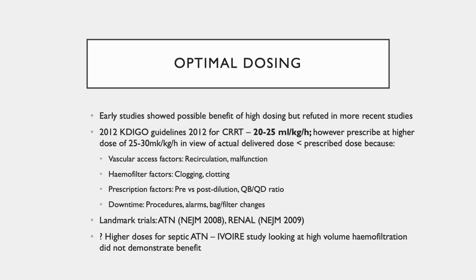However, when it comes to the actual prescription, we tend to prescribe a slightly higher dose of 25 to 30 mils per kg per hour because the actual delivered dose is usually a little bit less in view of vascular factors like recirculation, hemofilter factors like clogging or clotting, and prescription factors like whether you give your replacement fluid pre or post filter.